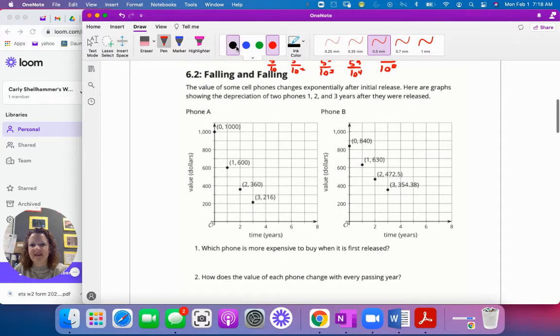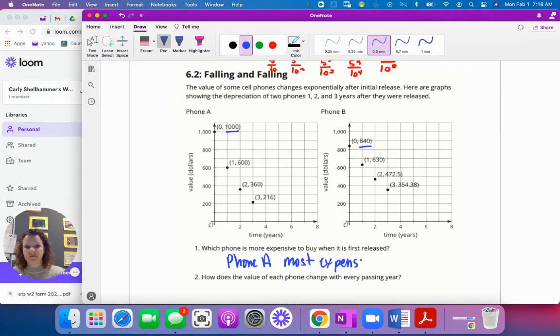Okay, falling and falling. The value of some cell phones changes exponentially after initial release. Here are graphs showing the depreciation of 2 phones, 1, 2, and 3 years after they were released. Which phone is more expensive to buy when it's first released? So our initial value for the first phone, phone A, is $1,000. The initial value for the second phone is $840. So phone A is most expensive. And I'm going to say initially because that's the word that we've been using. For the beginning, it's $1,000.